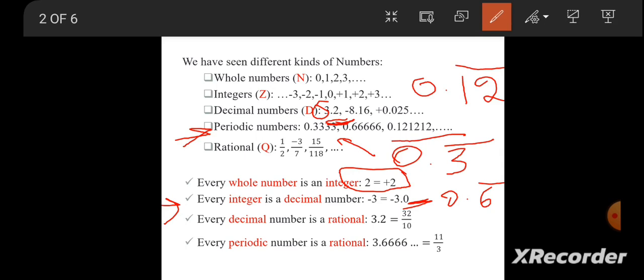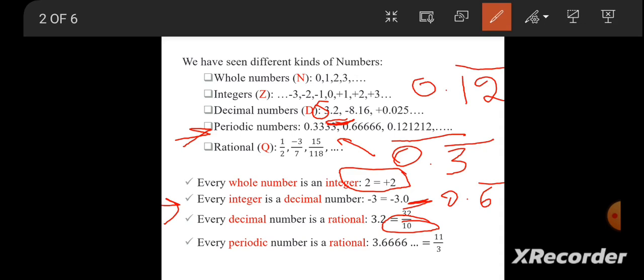Every decimal number is rational. How? 3.2 can be written as 32/10. It's in the form of a fraction. Its denominator 10 is different from 0. So we can say it's a decimal number that can be written as a rational number.